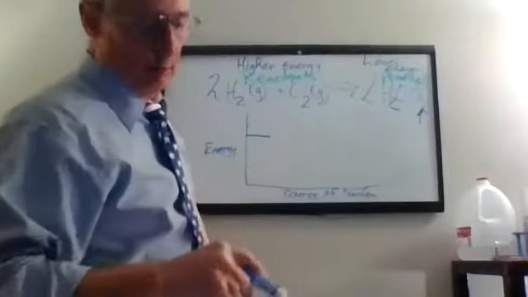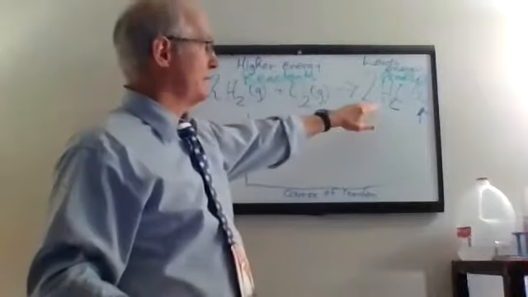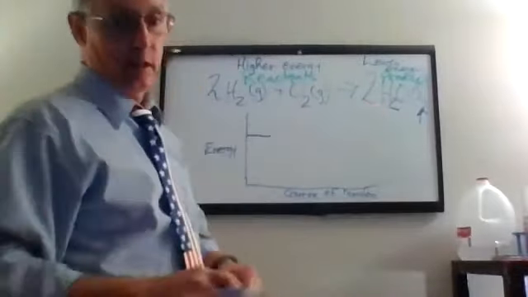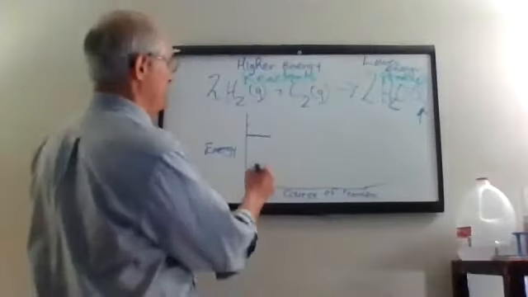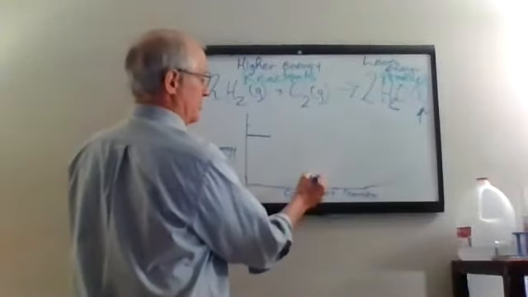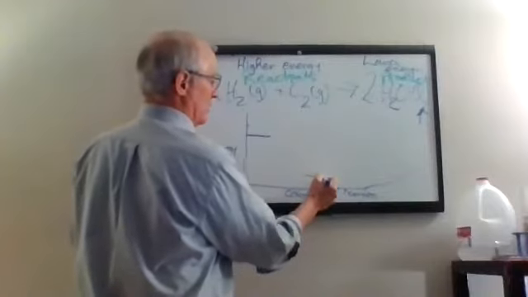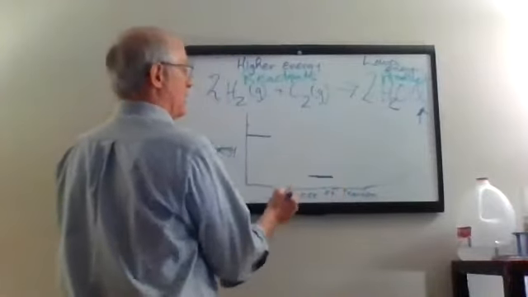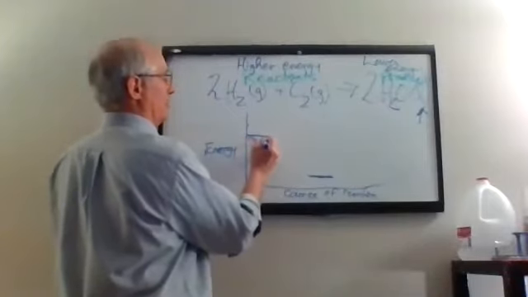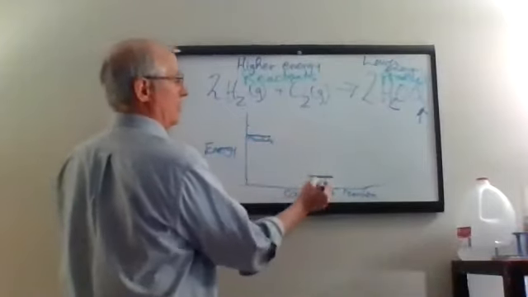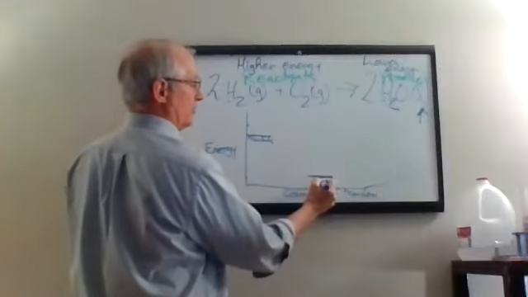And then what about the products? Well, isn't this releasing energy? Isn't delta H negative? So that means that the products will be energy that's down here. So this represents the reactants. This represents the products.